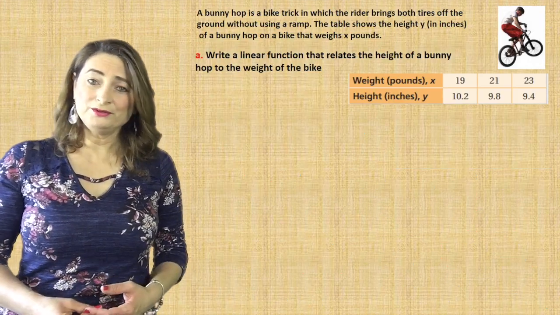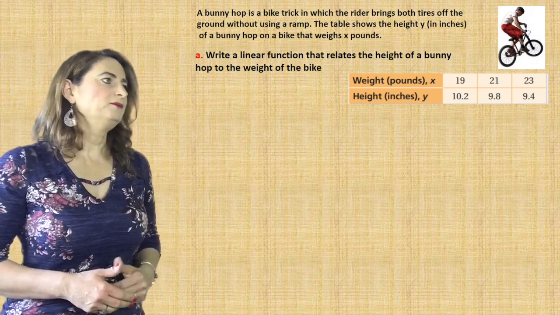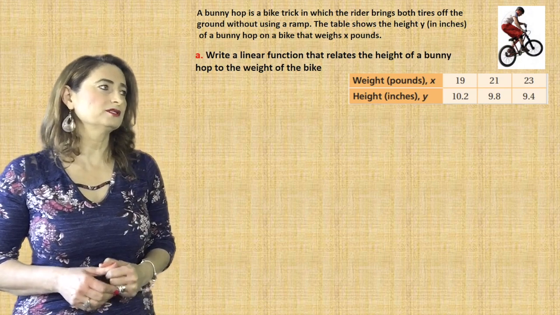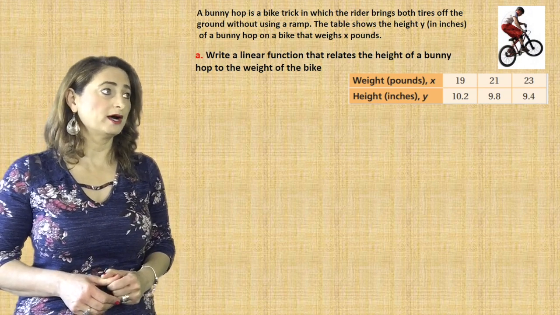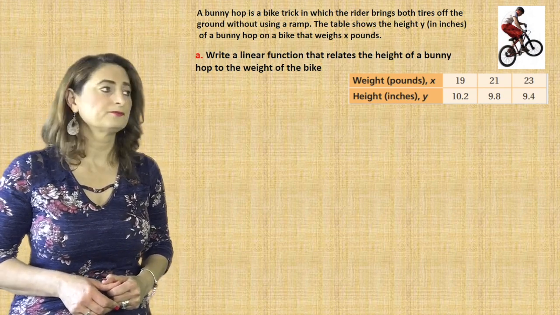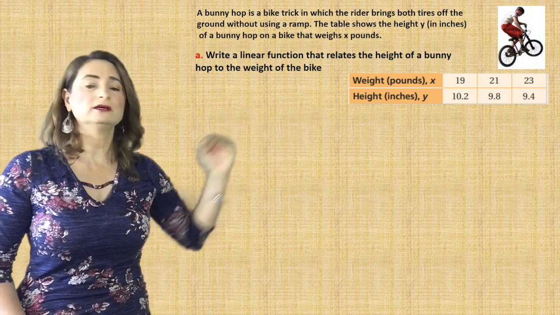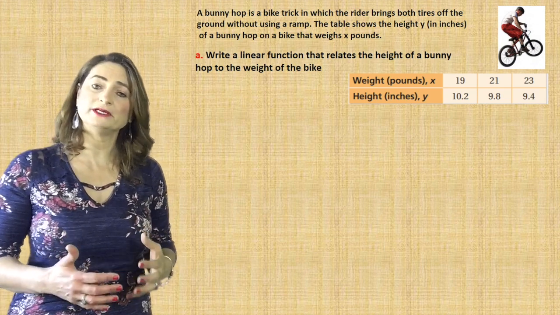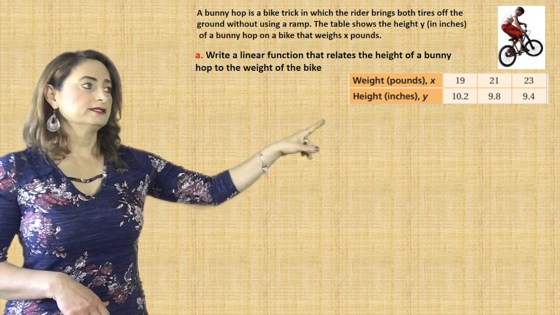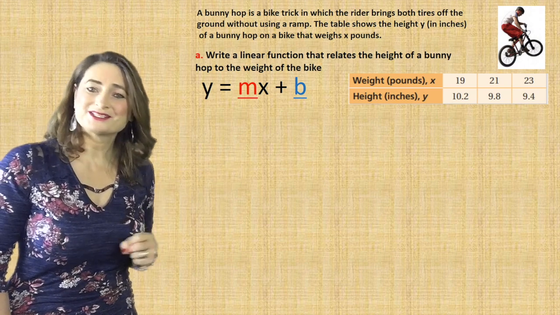Here's another example, but this time we're using a table to write a linear function. A bunny hop is a bike trick in which the rider brings both tires off the ground without using a ramp. The table shows the height y in inches of a bunny hop on a bike that weighs x pounds. Write a linear function that relates the height of a bunny hop to the weight of the bike. So what's happening to the height of the bunny hop every time the weight changes? Here's the table. To write a linear function means to write an equation, y = mx + b.